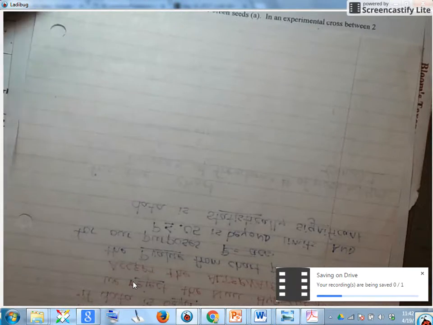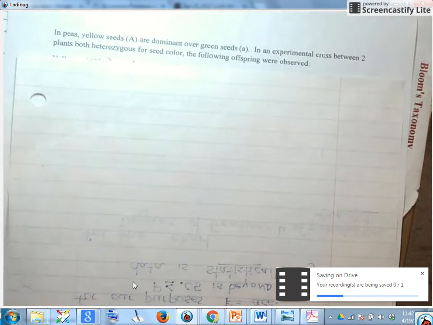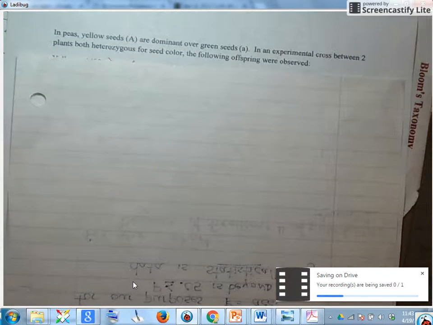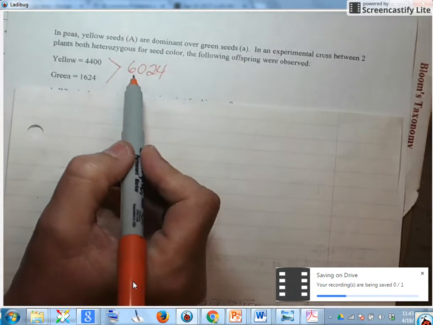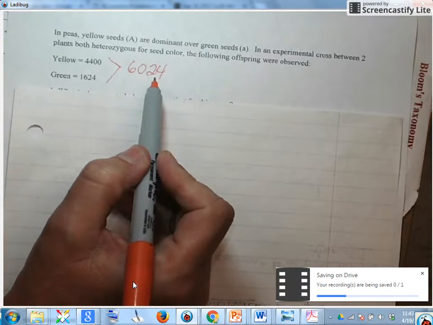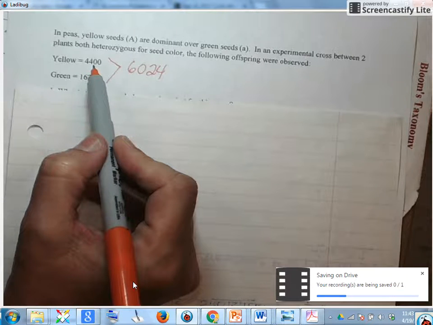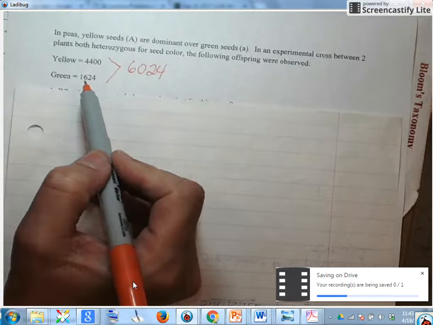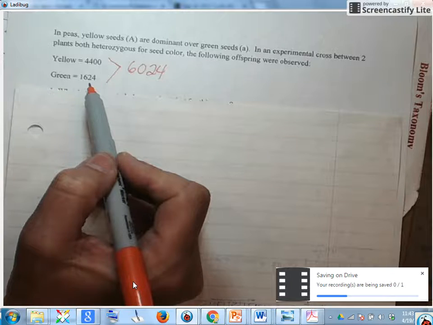In this video, we're going to work a sample chi-square problem. Here you have a pea plant that's being crossed with another pea plant. Yellow seeds are dominant over green seeds in an experimental cross. Two heterozygous plants are crossed, and these are the results. We get a total of 6,024 seeds. Out of that, 4,400 are yellow, 1,624 are green.